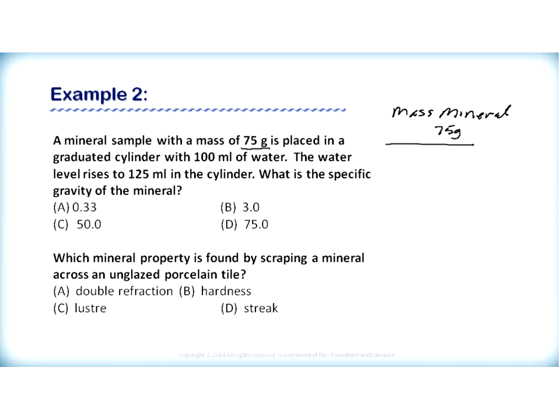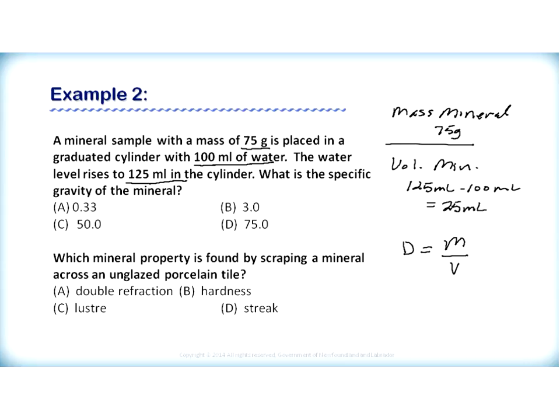We also know that there was 100 milliliters of water placed in the graduated cylinder, and the water level rose to 125 milliliters when the sample was put in. So if we want to find the volume of the mineral sample, we take 125 milliliters and subtract from it 100 milliliters, and that will give us 25 milliliters.